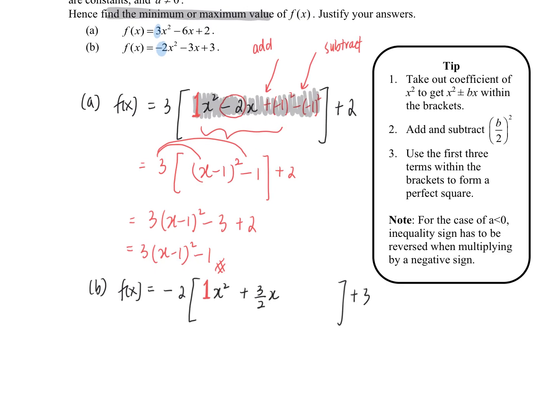Same thing, no matter which example, whether it's part A or part B, the coefficient of x squared must be 1 first before you can complete the square in the square bracket. So now I've made it 1 already. All I have to do is to add my zero pair. The zero pair is always half of the number here.